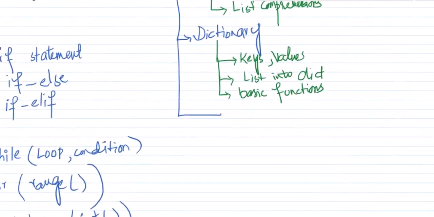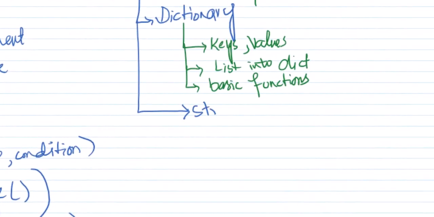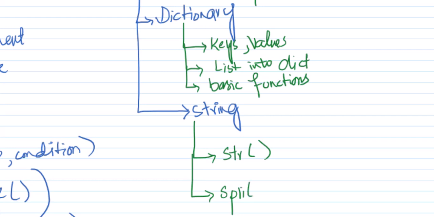We have also discussed another very important data structure, and that is the string data structure. In the string data structure we have discussed how to convert something into strings, and different string functions like split, strip, length, and so on. These were some of the functions which we have discussed in the string.